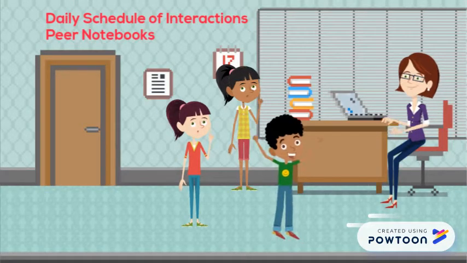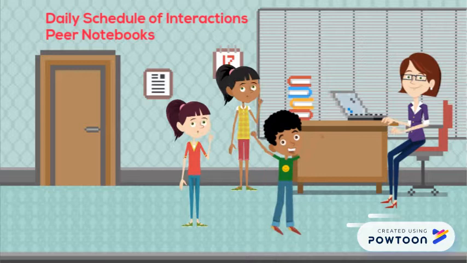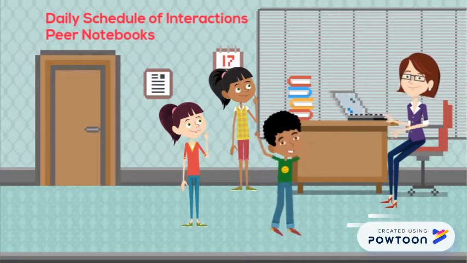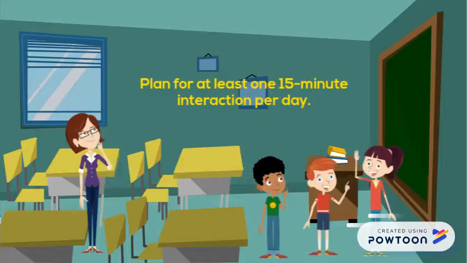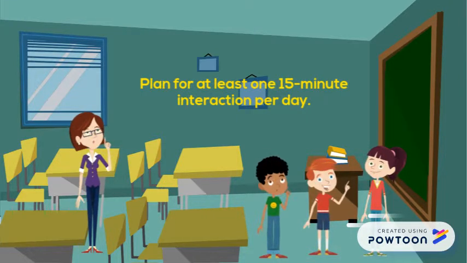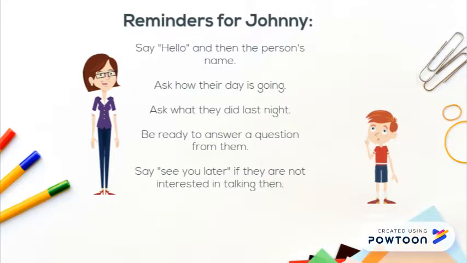Develop a daily schedule of interactions and train peers to record what happens in a notebook. At a minimum, your student with ASD should have one 15-minute interaction with peers every day. Mrs. Jones gave Johnny visual cue cards and written scripts to help him fully participate in a session.